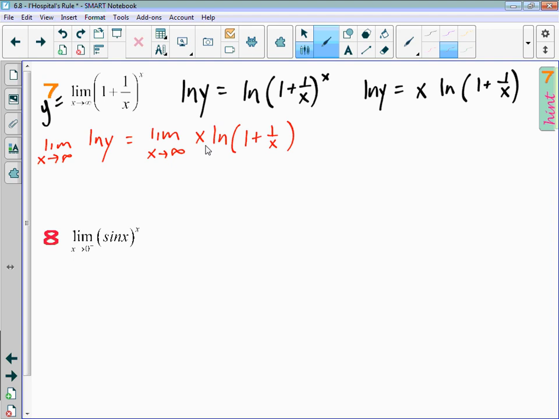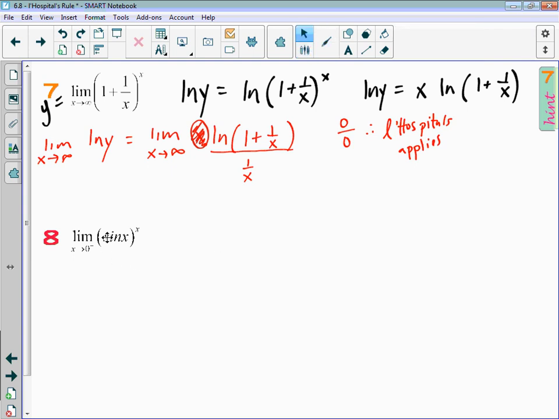So what I'm going to do is move this to the denominator. If I move that to the denominator, it's going to turn into x to the negative first, right? Or 1 over x. And now if I plug in infinity, I can apply my L'Hopital's because I get what on top? 0. And on bottom, I get 1 over infinity, which is 0. So any questions so far? Okay, so I'm going to go ahead and apply my L'Hopital's here.